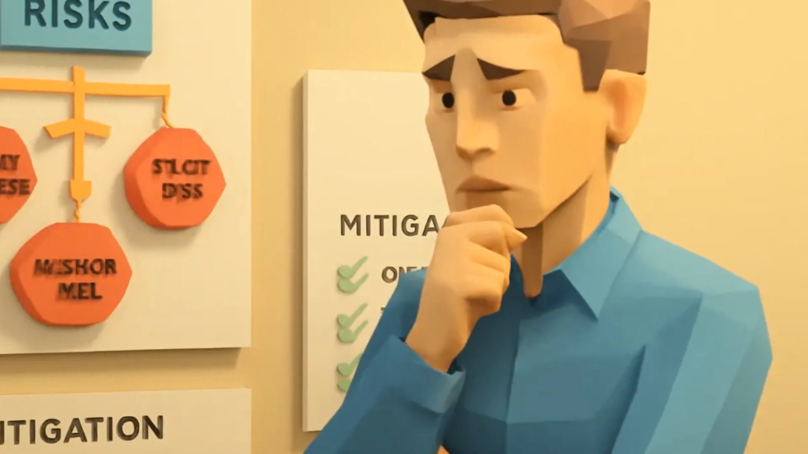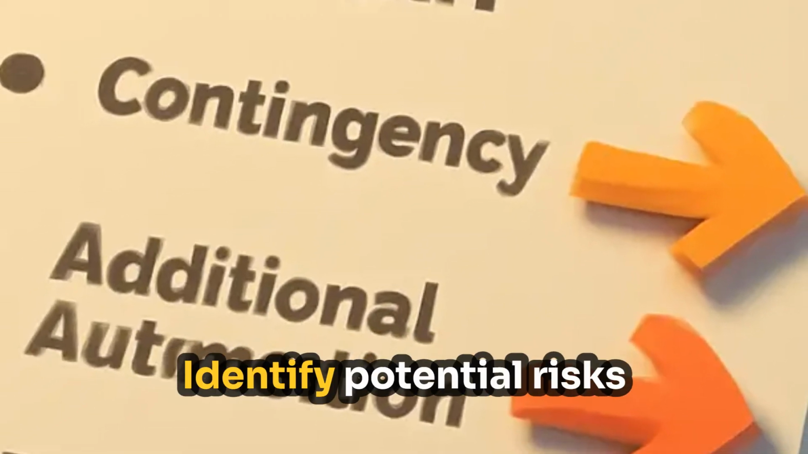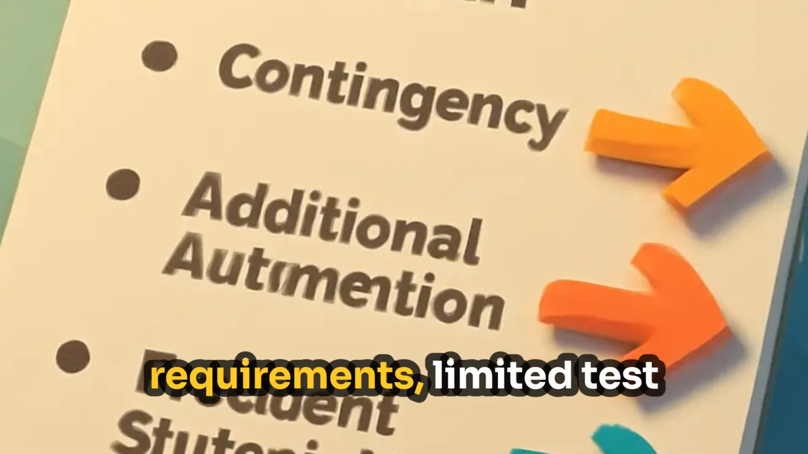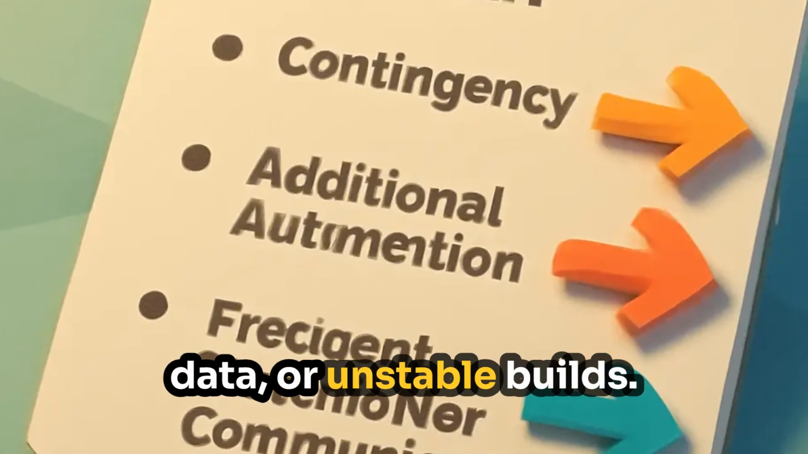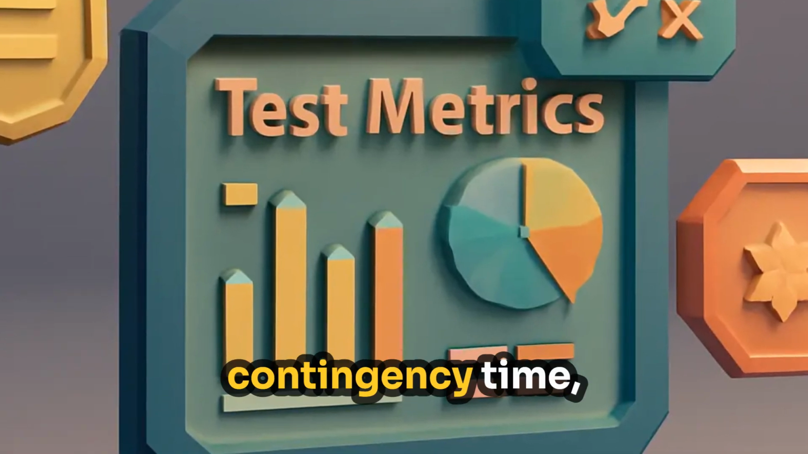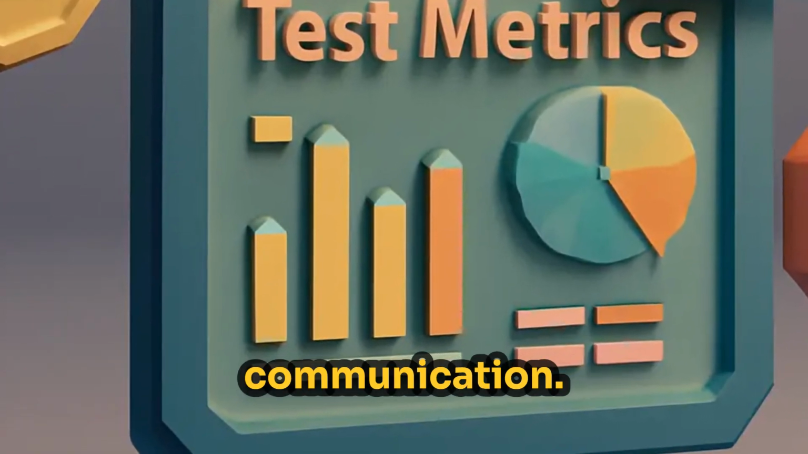Risk analysis is another essential part of planning. Identify potential risks that could affect testing, such as changing requirements, limited test data, or unstable builds. Document how you'll mitigate those risks, whether through contingency time, additional automation, or frequent stakeholder communication.